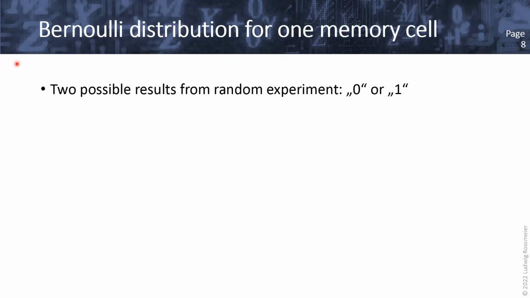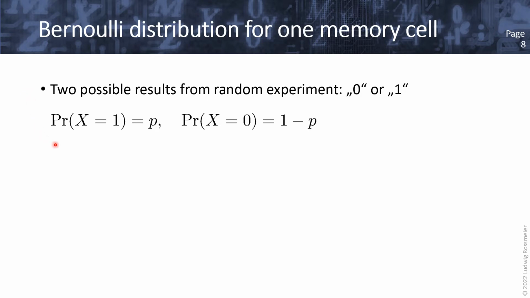I start with one single memory cell. There's a distribution which is called Bernoulli distribution, and this comes into play when two possible results from a random experiment are visible, either A0 or A1. The names so far are kind of arbitrary, but they have to be linked to certain events. Like if you toss a coin, the head could be A0. You also could define it as 1.